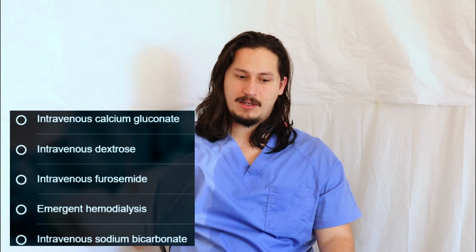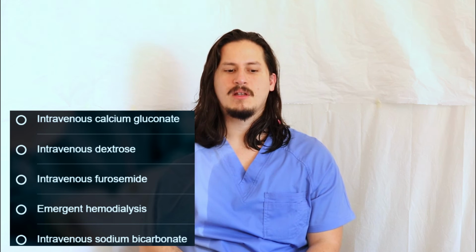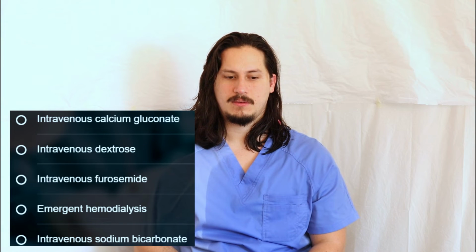Answer choices are intravenous dextrose, intravenous calcium gluconate. Okay, so dextrose, I believe, will decrease potassium. Next, emergent hemodialysis, which will also decrease your potassium. Intravenous furosemide, a diuretic that will decrease your potassium. Intravenous sodium bicarbonate. We'll go for emergent hemodialysis, because the patient has very high BUN, creatinine, and potassium levels, and there's end-stage renal failure, so that would probably be my guess.